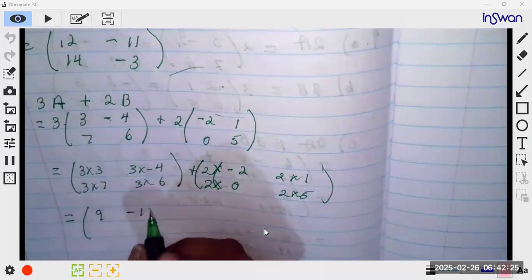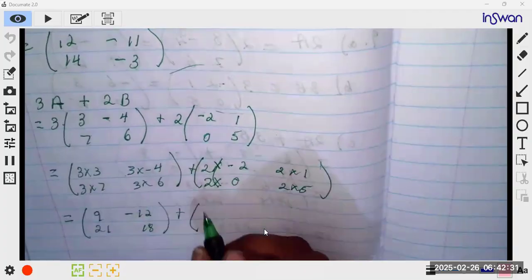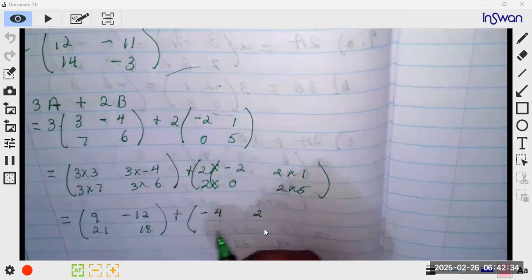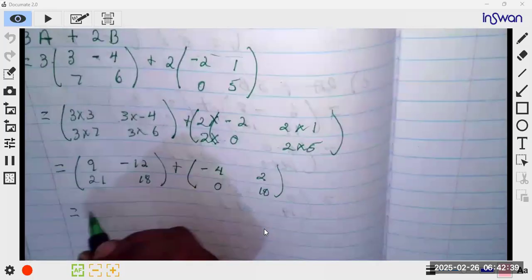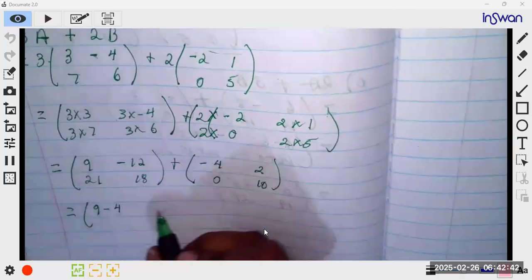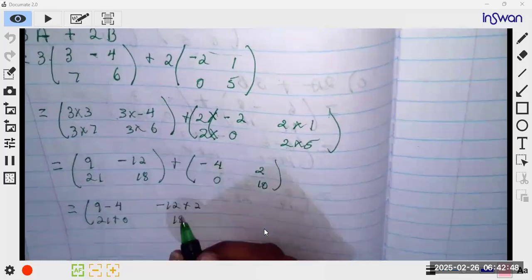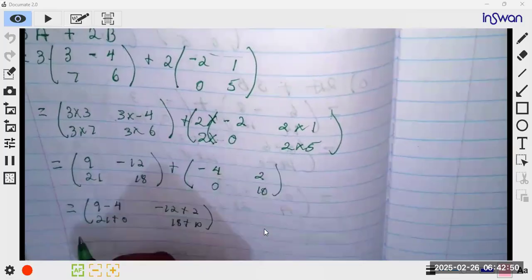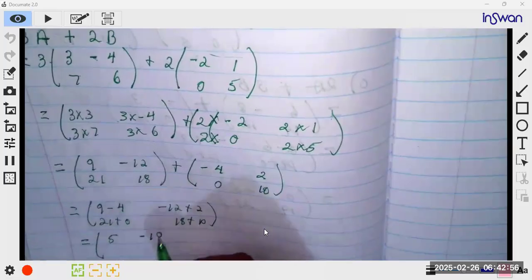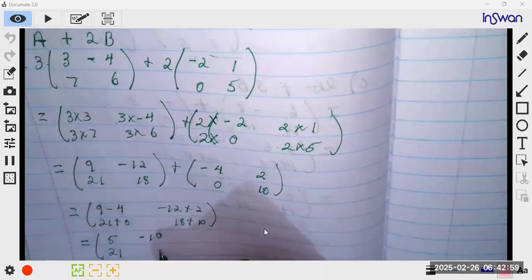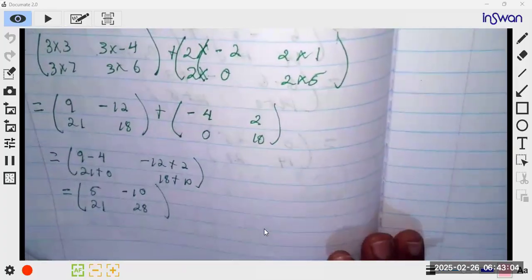9 minus 12, 21, 18, minus 4, 2, 0, and 10. So this will be 9 minus 4, minus 12 plus 2, 21 plus 0, and 18 plus 10. So it'll be 5, minus 10, 21, and 28. All right, so that's the answer for that one.